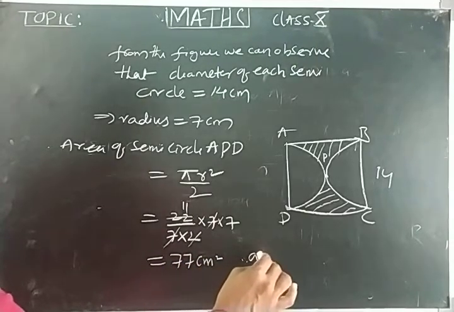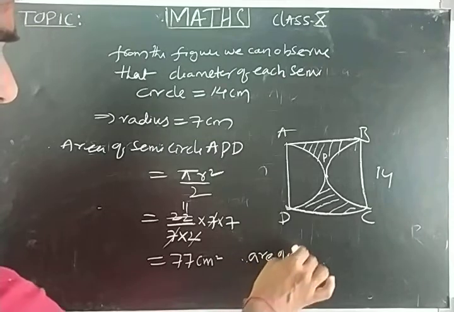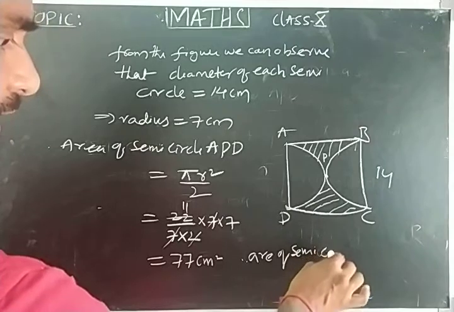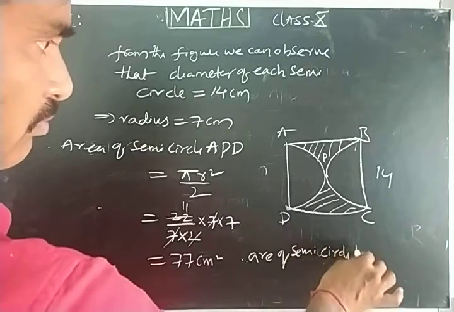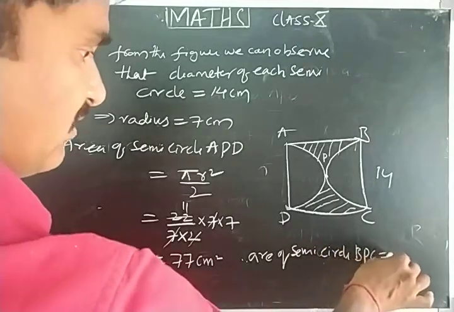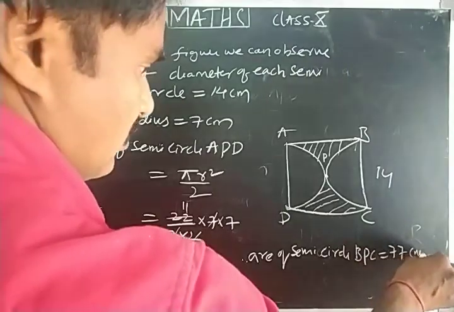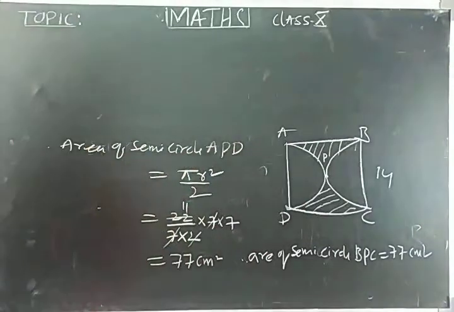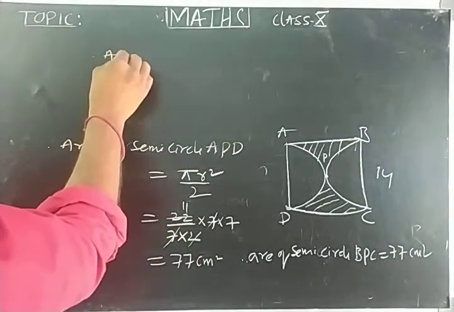Therefore area of semicircle APD is 77 centimeters square. Similarly area of semicircle BPC is also 77 centimeters square. Now I am going to find area of shaded region.